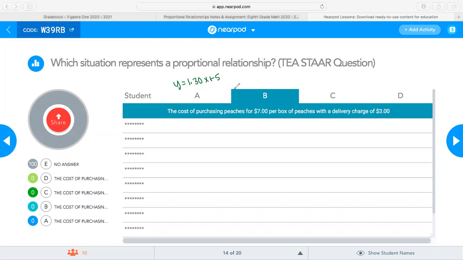B says the cost of purchasing peaches is $7 per box. Okay, per box, there's your slope, with the delivery charge of $3. So you're only paying the delivery charge one time. So this will be 7x plus 3.